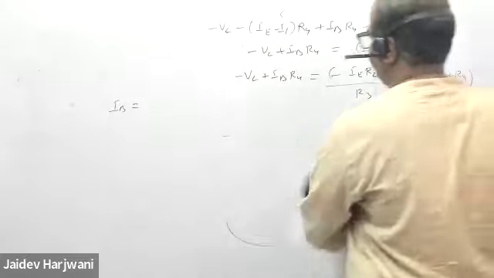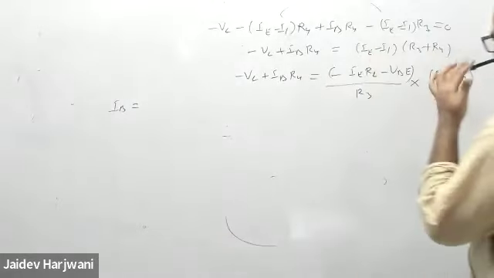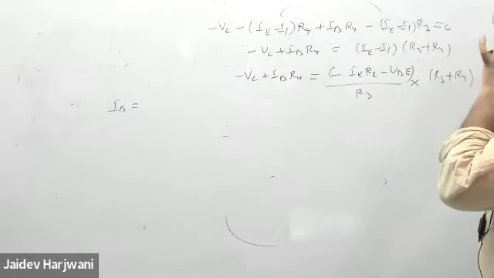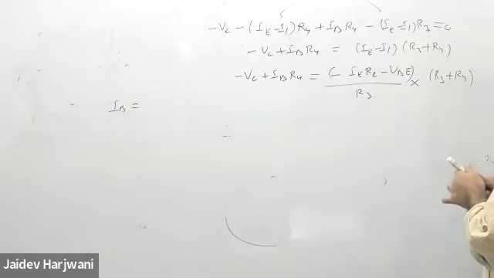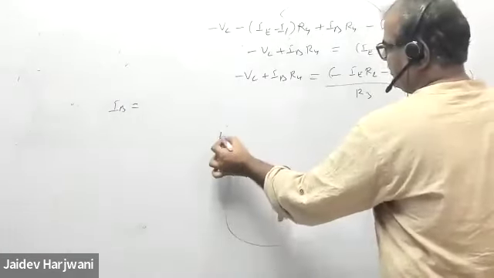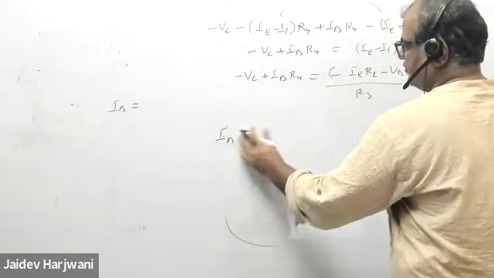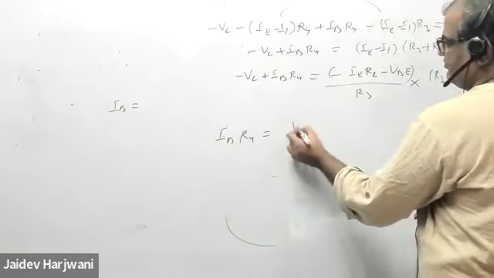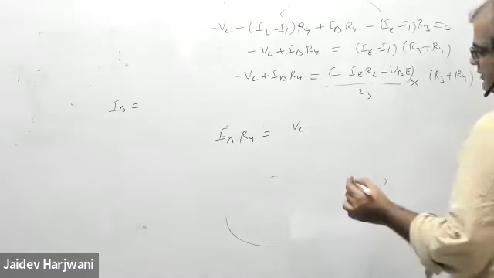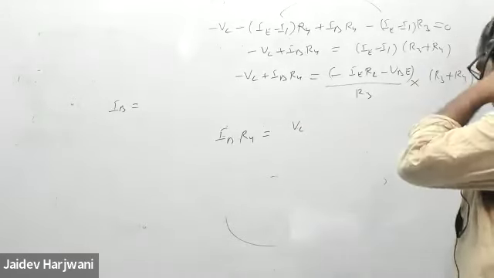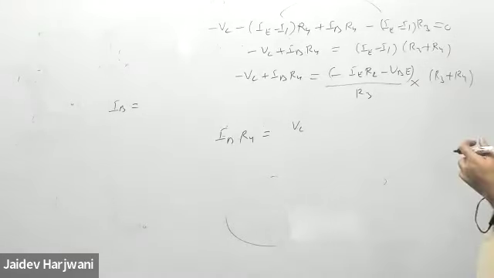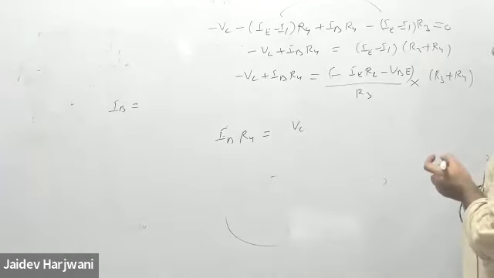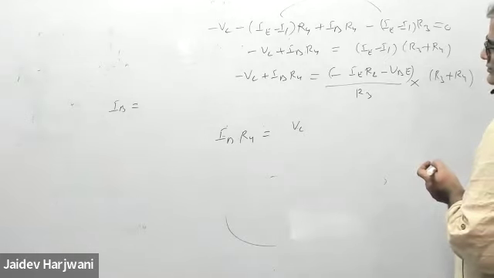Okay. Now just solve this one. IB R4 let it be here. IB R4 will be here. This will become now VC. Sir, answer is coming in nanoampere. Microampere or nanoampere? So 10 to the power minus 9. And what is the value? 4.8. No.